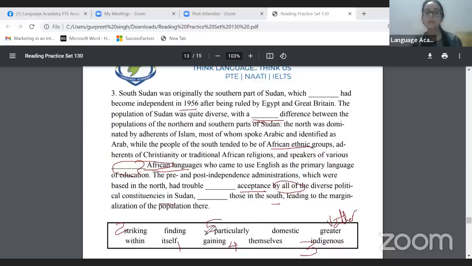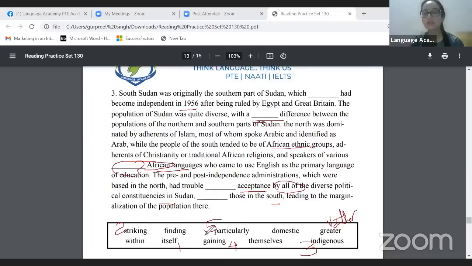These are the answers. The first one itself, which I believe was very, very obvious. We didn't have any other option fitting. Striking difference is a collocation. Greater cannot come because there is not a comparison of two differences. Third one, African groups speaking African language will be their own language. So you should go with indigenous. Gain and acceptance come together. And whenever we pick up one group or one thing out of the group, then you use the word particularly, specifically, whatever is given. Like here we had particularly.